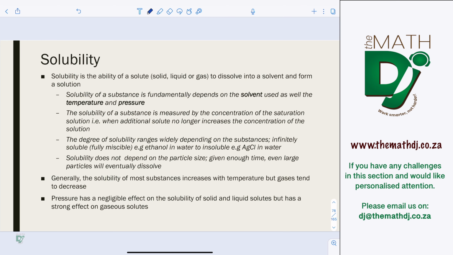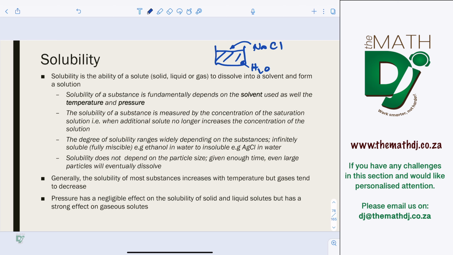Solubility is the ability of a solid, liquid or a gas to dissolve into a solvent and form a solution. So for example, let's say you have got your water in here. So if you put sodium chloride, which is your salt, into the water, here H2O, the sodium chloride, the salt will dissolve in water. So in other words, we are saying sodium chloride is soluble. It means it can dissolve in water.